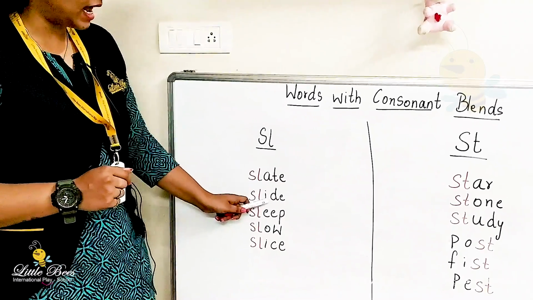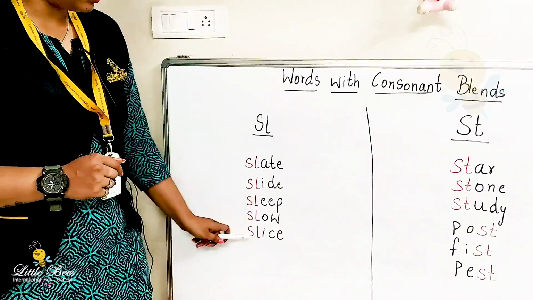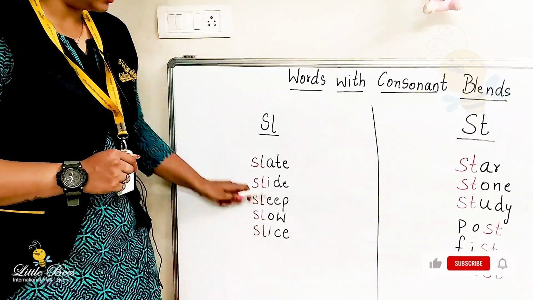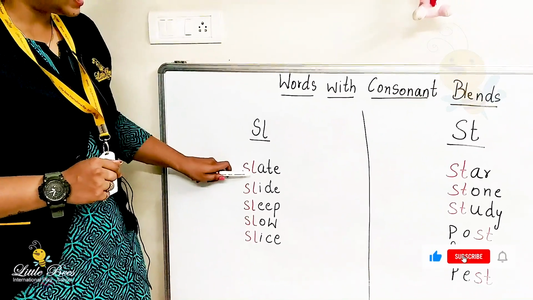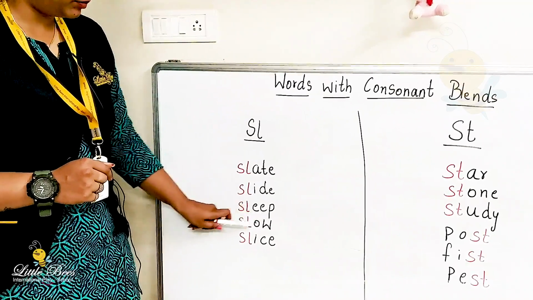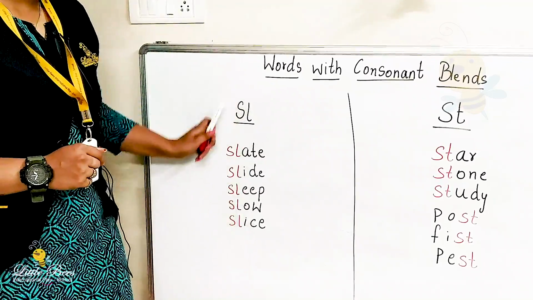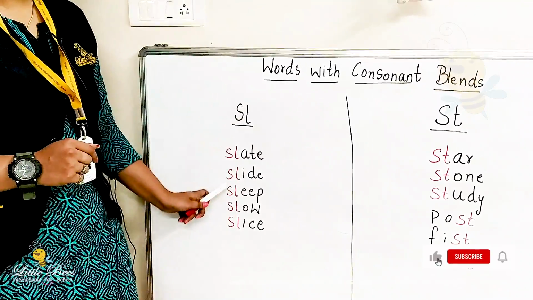Slate, slide, sleep, slow, slice. Shall we read again? Slate, slide, sleep, slow, slice. So these are the words with SL blend.